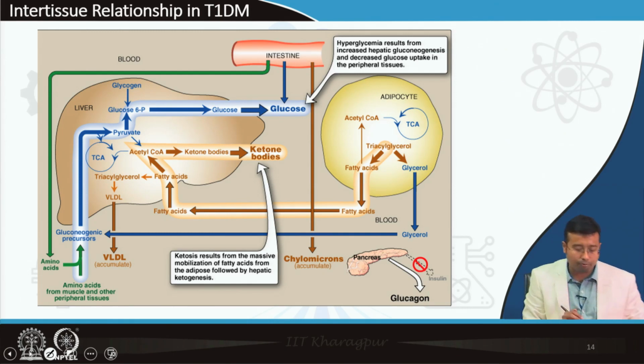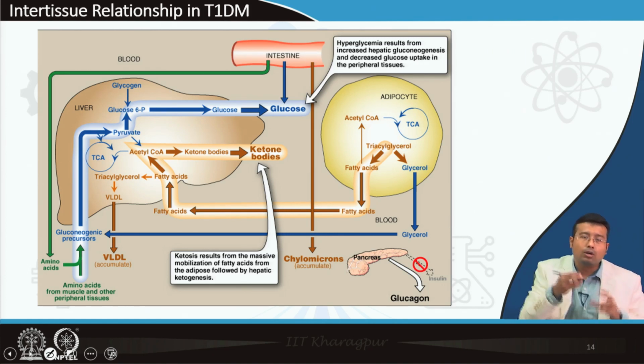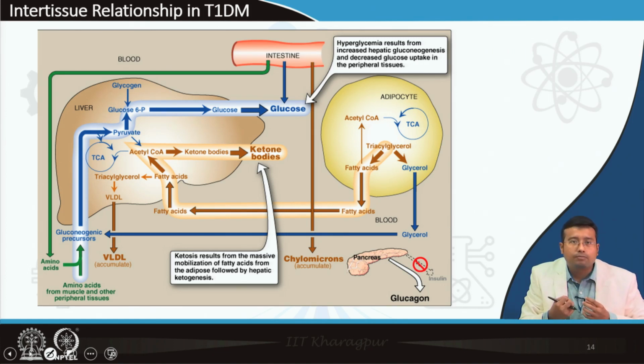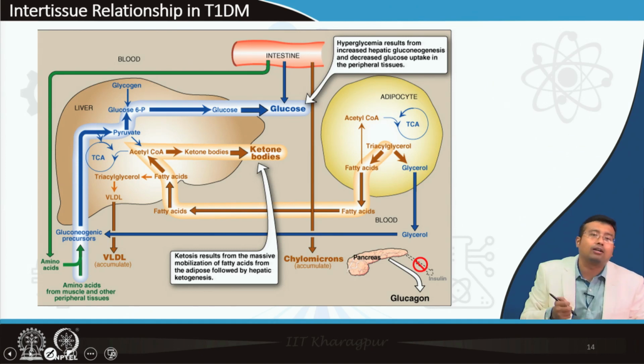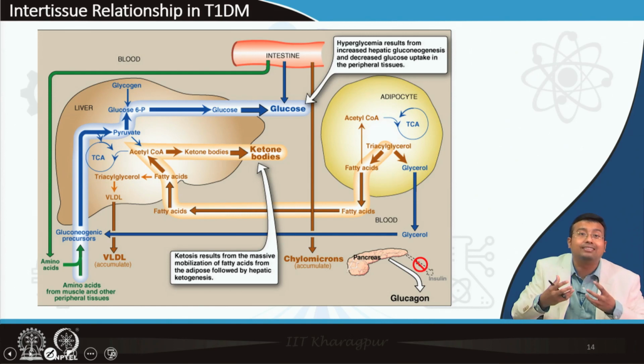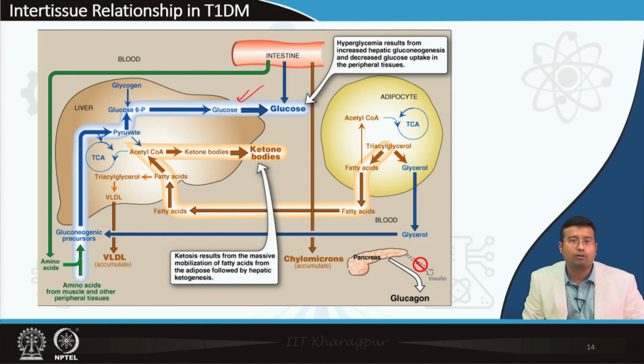So what happens in type 1 diabetes mellitus is that insulin is deficient, so cells cannot uptake glucose. Intracellularly, the cell senses glucose deficiency, so it tries in every way to compensate for that by undergoing what is known as gluconeogenesis. All the substrates for gluconeogenesis are pushed towards the liver, and there is increased production of glucose, because there is a deficiency of insulin.